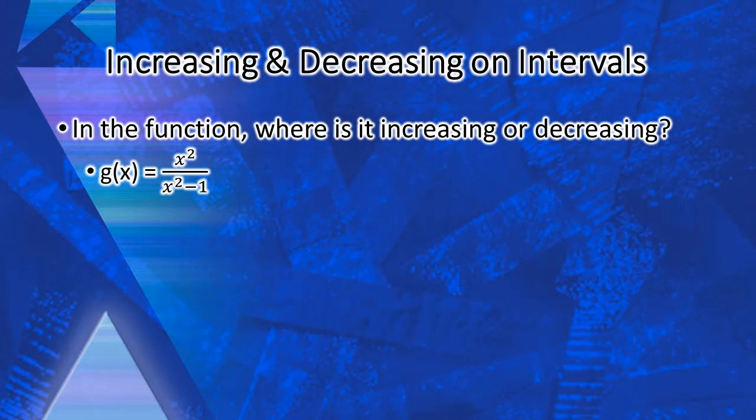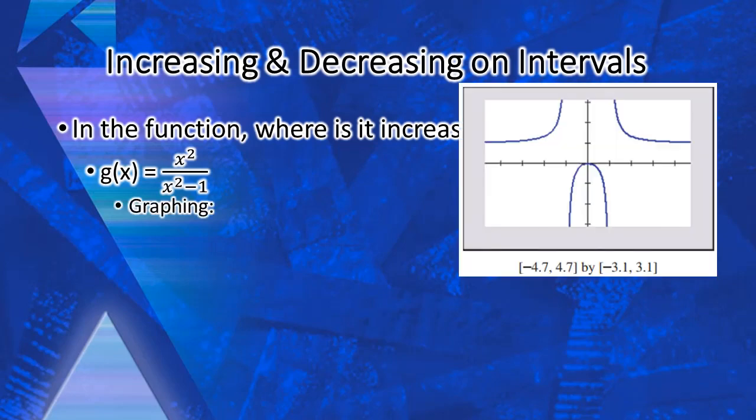Let's try g of x equals x squared over x squared minus 1. Again, if we begin by graphing it, go ahead and take a moment and graph this particular function on your calculator. When you graph it, you should have something that looks like this. Now, if you don't see part of this, you want to zoom out a little bit so you can see all three parts of this graph.